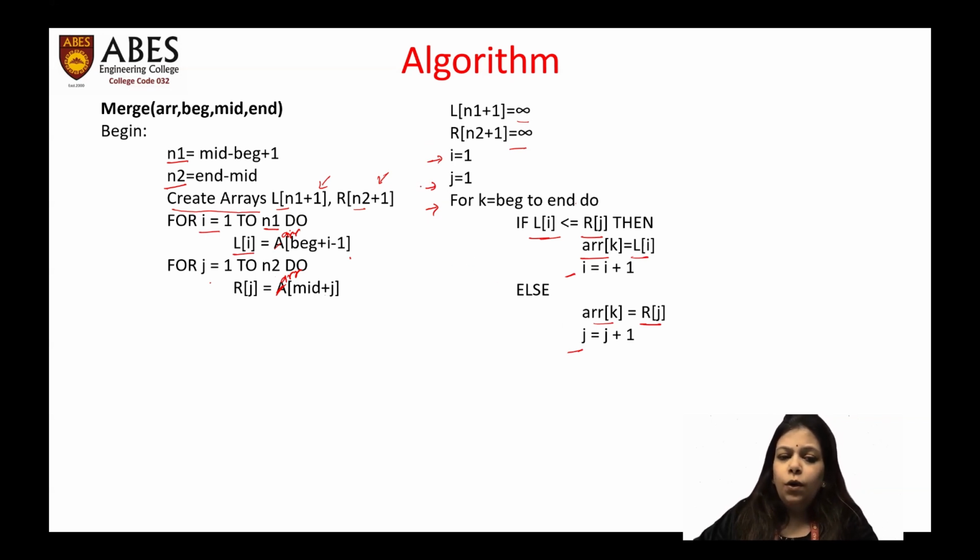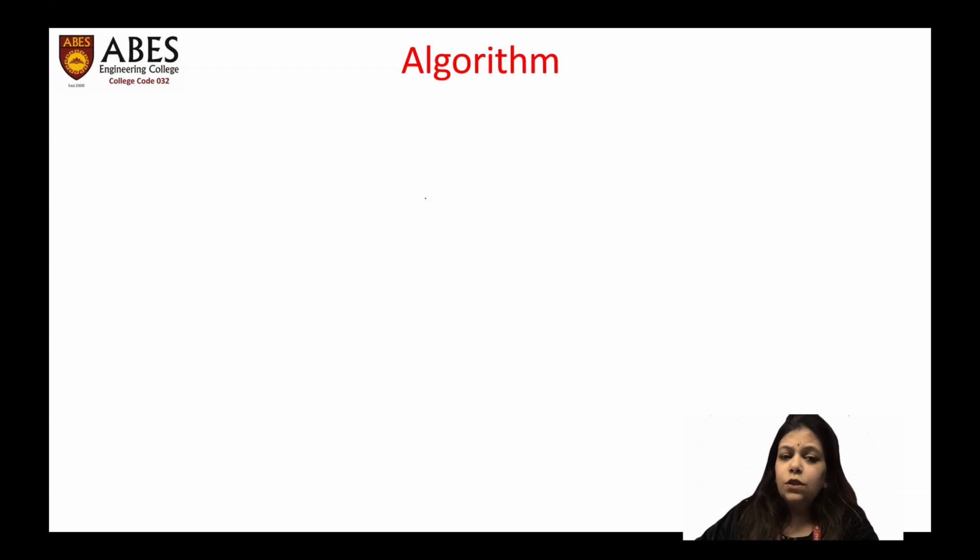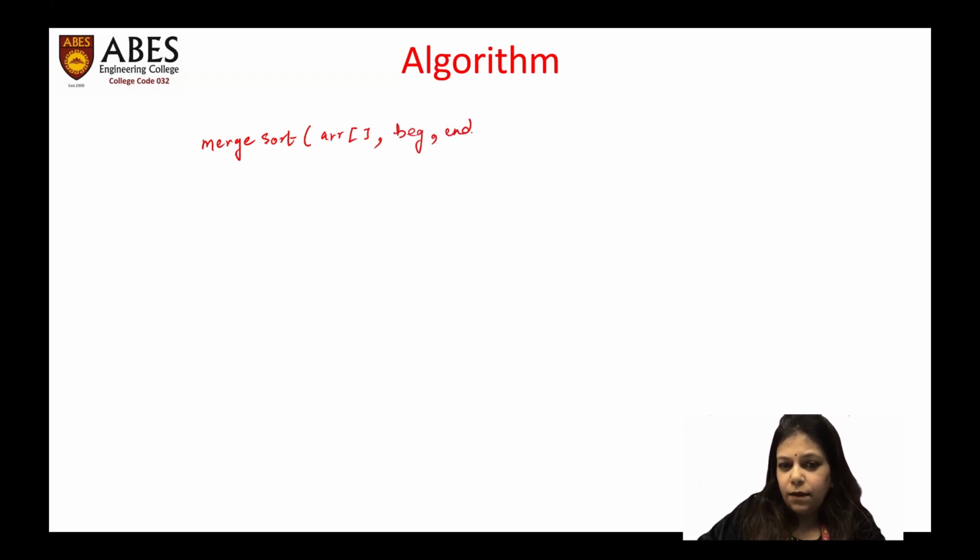Now coming on to the merge sort process, in which we are dividing the original array into two parts, and then recursively we are dividing them into two parts, and then we are merging them. So for this, suppose the name of the algorithm is merge sort. All we need is the array and the beginning and end index.